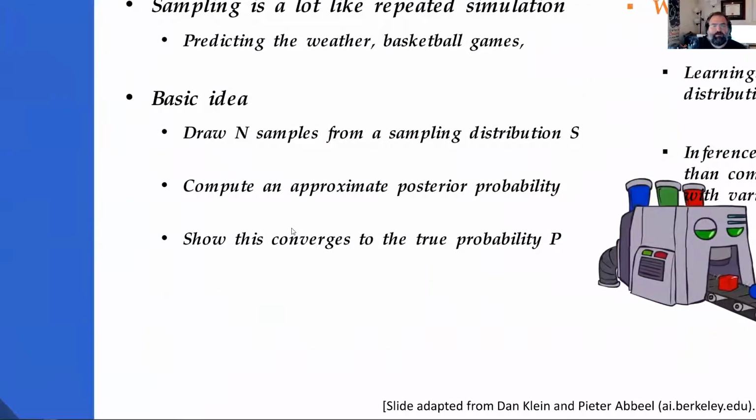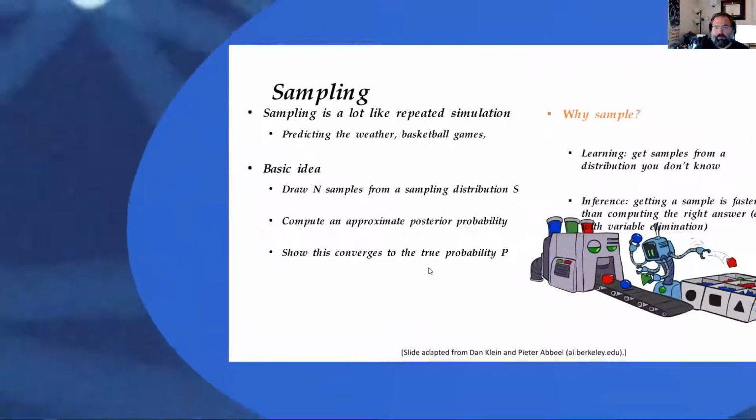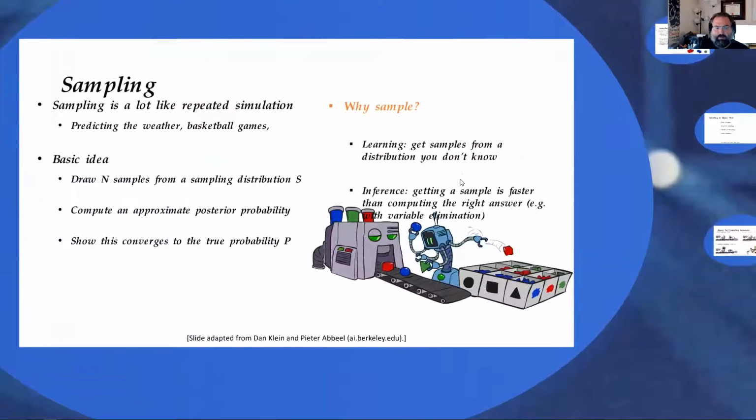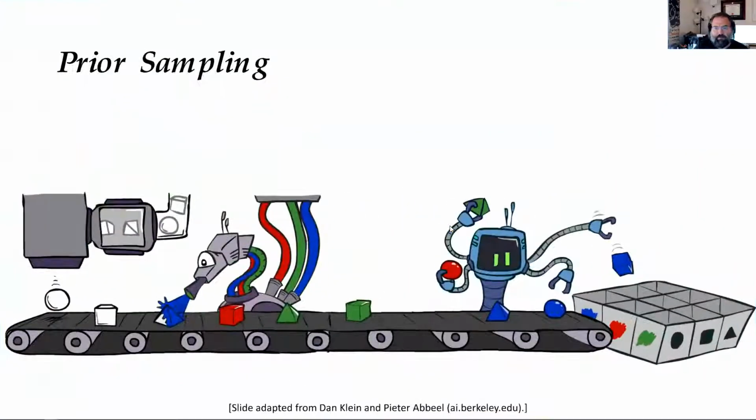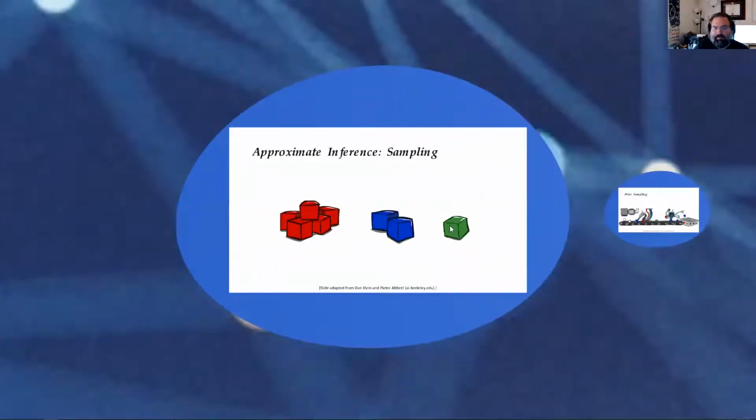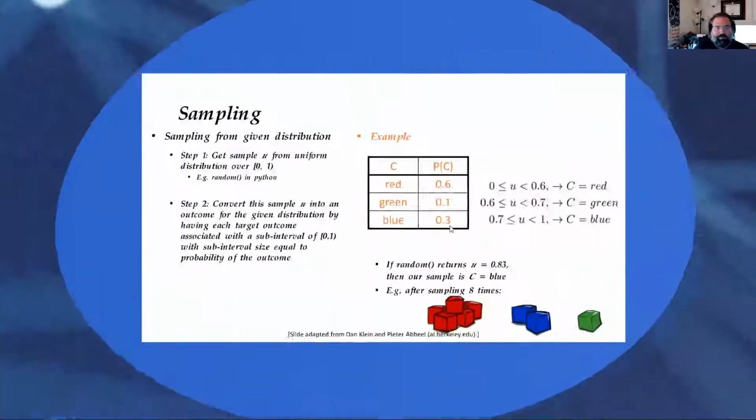from a sampling distribution S and compute an approximate posterior probability, and then show this converges to a true probability. And the why of sampling is that you can get samples from a distribution you don't know, versus if you have to know the true shape of the distribution. And getting a sampler is faster than computing the right answer because of the space and difficulty in those calculations. So drilling into the various types of sampling, moving into prior sampling.